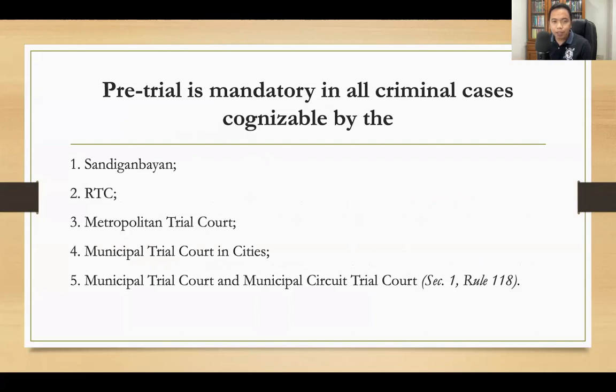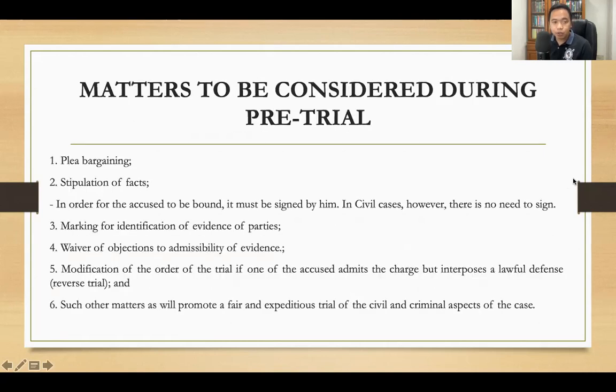Now, pretrial is mandatory in all criminal cases cognizable by the following courts. Number one, the Sandiganbayan. Number two, the Regional Trial Court. Number three, the Metropolitan Trial Court. Number four, the Metropolitan Trial Court in cities, or MTCCs, the Municipal Trial Court, and the Municipal Circuit Trial Court, or MCTC. Okay, so in all these courts, pretrial is mandatory.